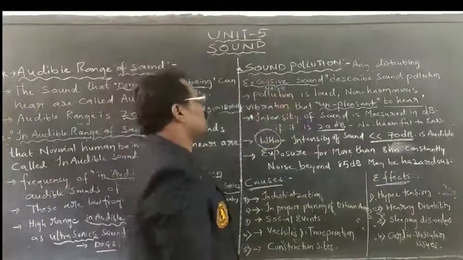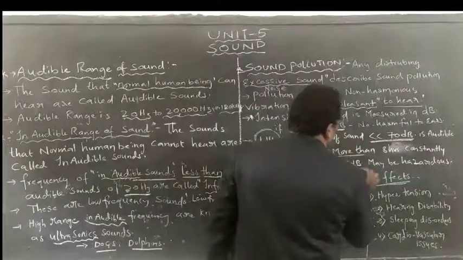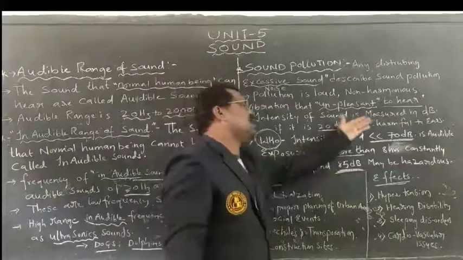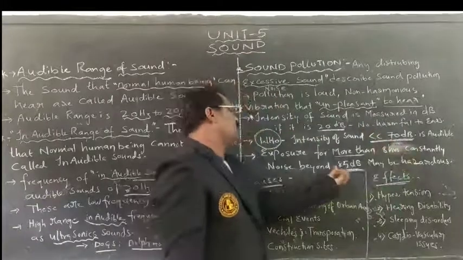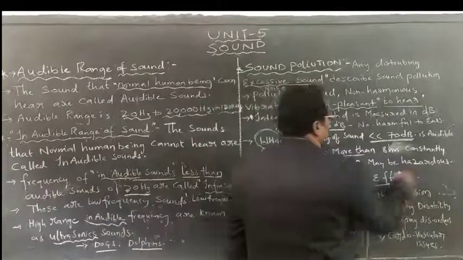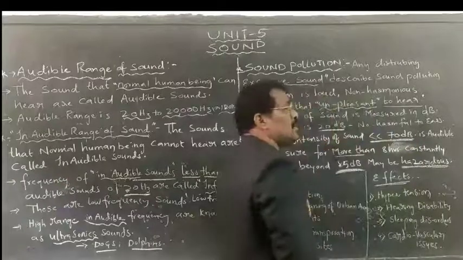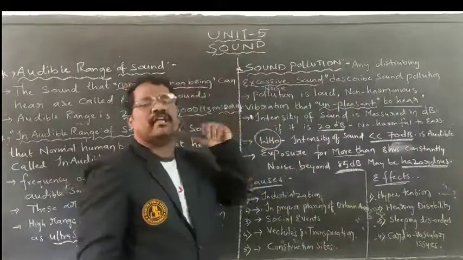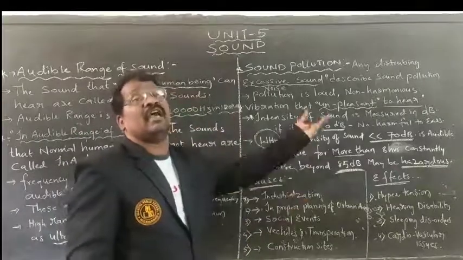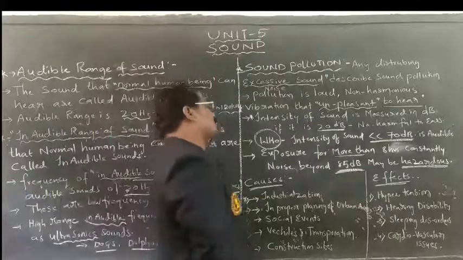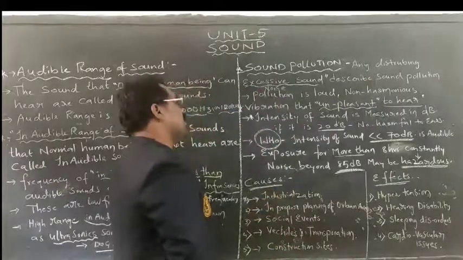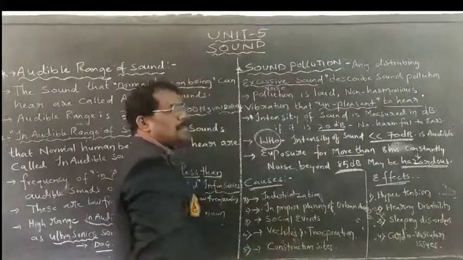If our ears are exposed constantly for more than 8 hours to sound beyond 85 decibels, it may be hazardous. What is hazardous? It may cause damage to our ears. Our ears may lose hearing, a hearing disability can happen to that person. Hazardous means any problem that can affect a person due to sound pollution.